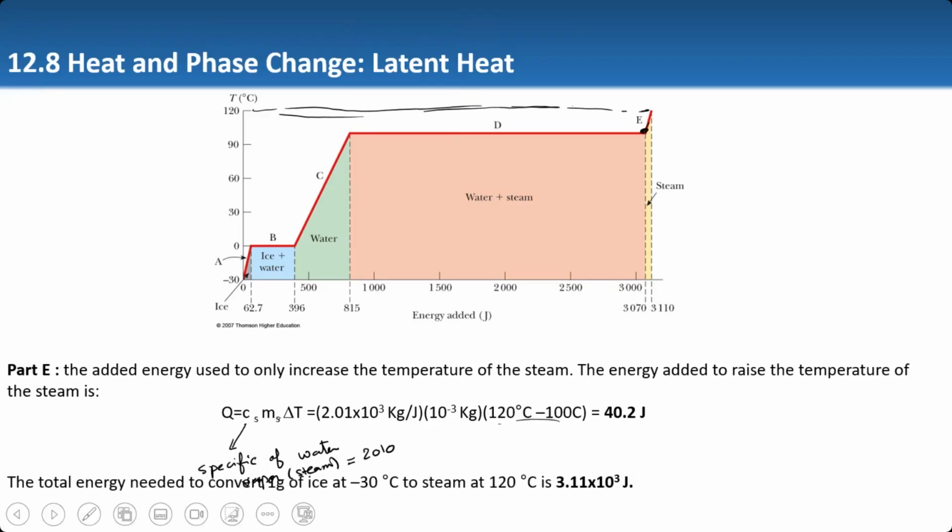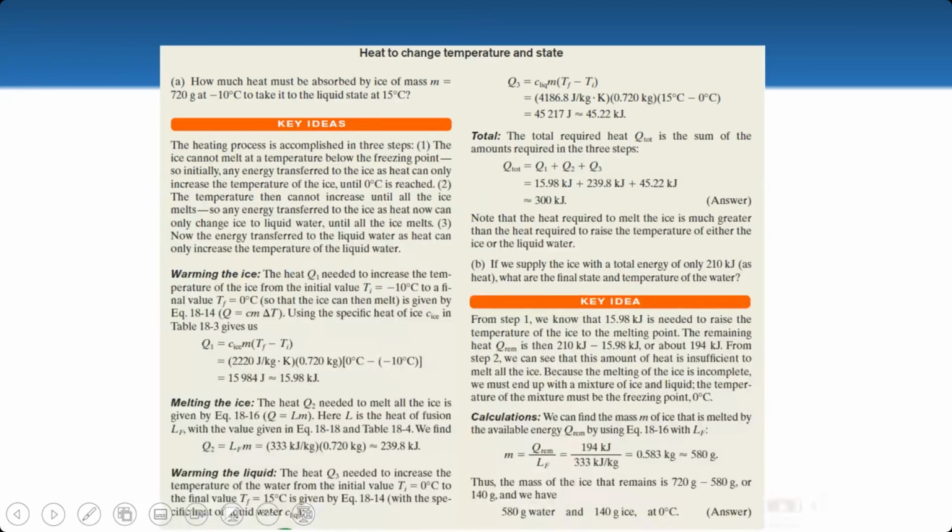And then I can find the total energy needed to convert 1 gram of ice at minus 30 degrees Celsius to steam at 100 degrees Celsius. And this is going to be the sum of all of the energies we found for each section. This is the total energy needed to go all the way from ice to steam.